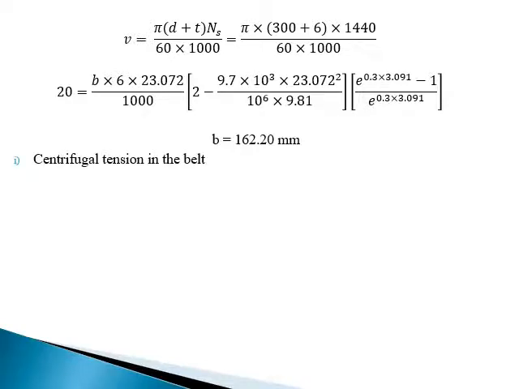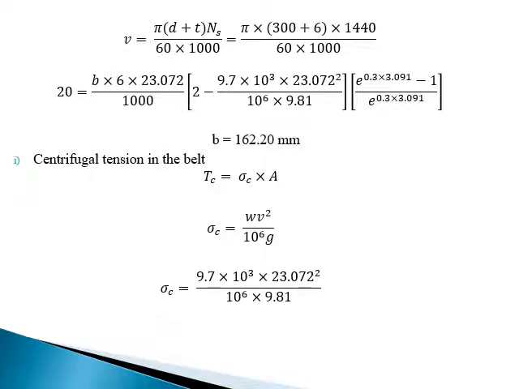And you can calculate the centrifugal tension in the belt, which is given by Tc is equal to sigma c into A. Sigma c is the stress in the belt, and A is the area of cross section. So sigma c is equal to W V square by 10 to the power 6 into g, and if you substitute all these values, the stress comes out to be 0.5263 Newton per millimeter square.